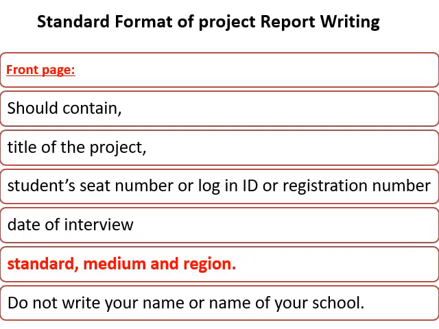Now, whenever you write your action research project, the front page must contain the title of the project and student seat number. This year you are going to conduct the exam online, so it will be either a login ID or a registration number sent to you, and your date of interview. Also mention your standard, your medium and the region on the front page, and please remember, do not write your name or the name of your school. It means you have to write only your login ID and registration number.